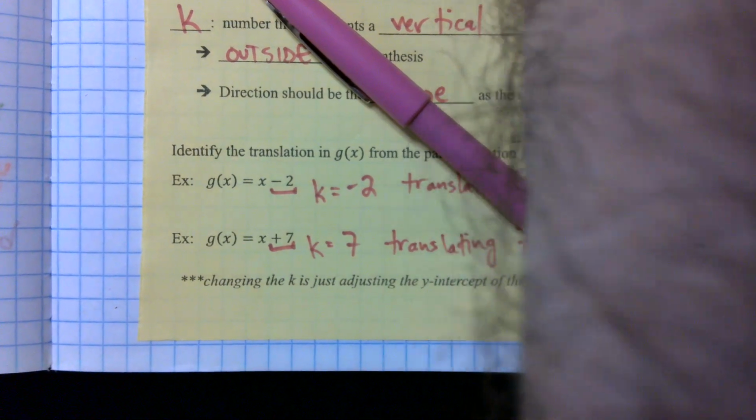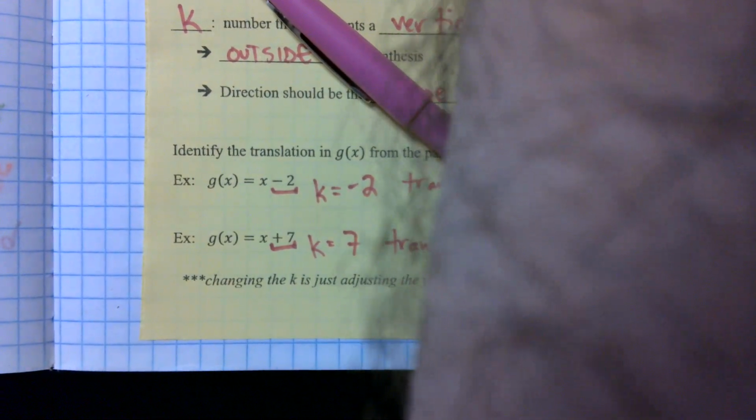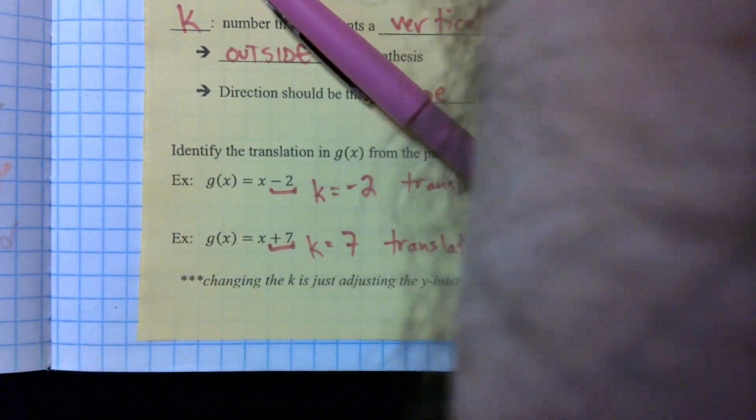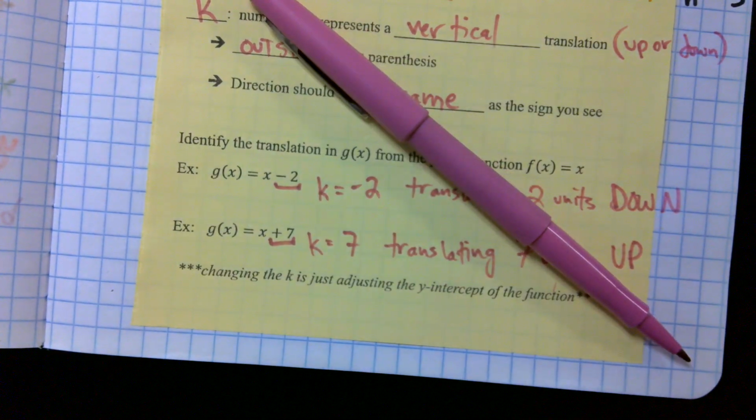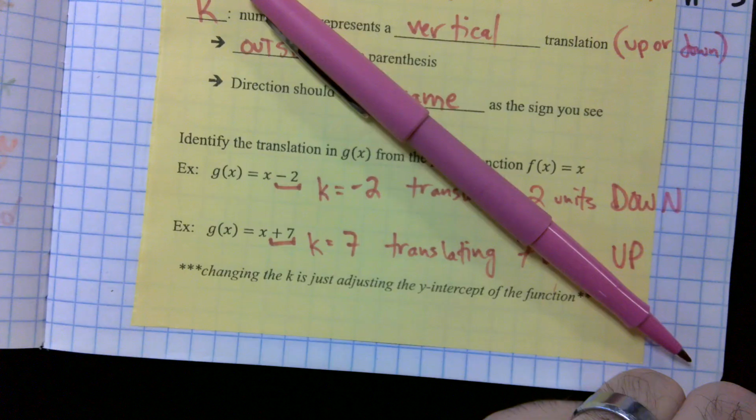What if I say g of x is equal to x minus 2? What happened now with my blue line? Where'd it go? It went down. How many spaces down did it go? 2. My y-intercept went from 0 to negative 2.